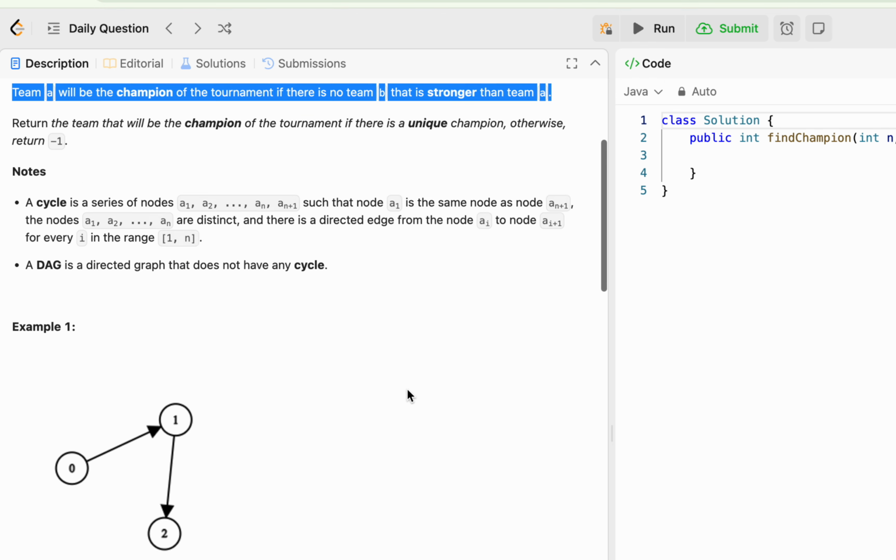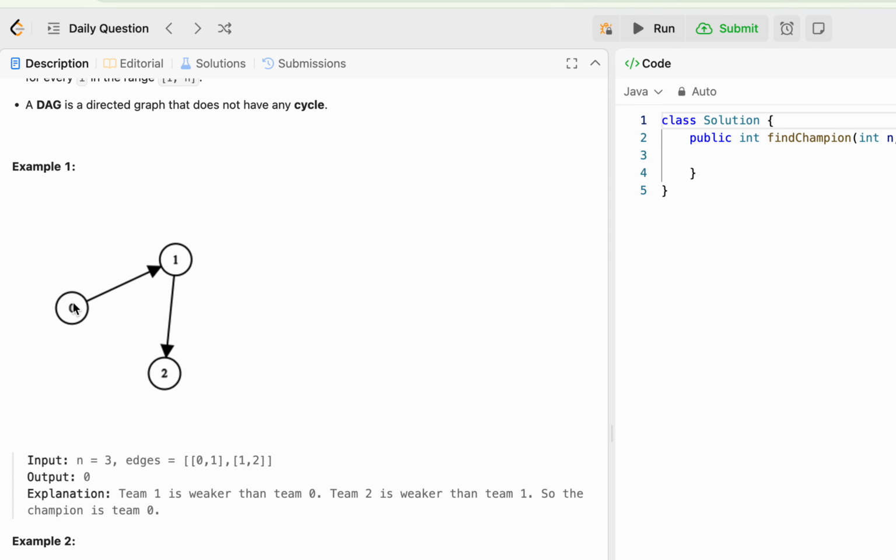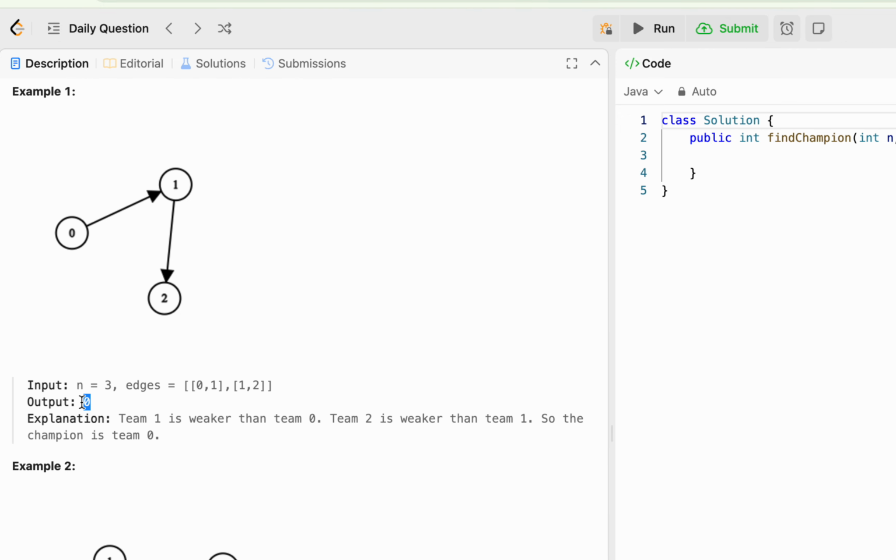In this diagram, from node 0 to 1 there is one directed edge. So node 0 is stronger than the team represented by node 1, and node 1 is stronger than the team represented by node 2. Why? Because there is a directed edge from node 1 to node 2. So 1 is stronger than 2 and 0 is stronger than 1. So overall 0 is the strongest team, and that's why we are returning 0 here.